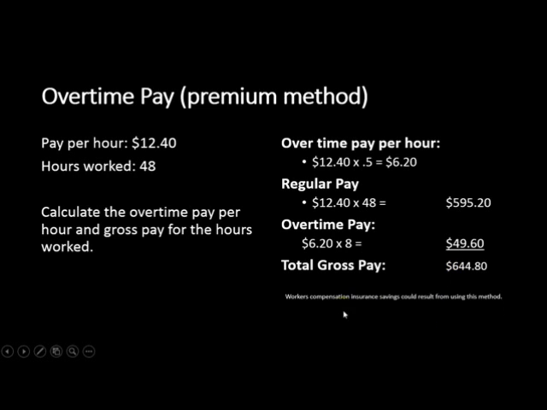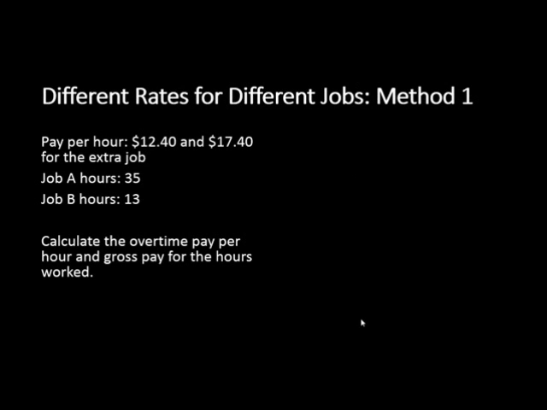$644.80. Please note that the regular pay is based off of the 48 hours and the overtime pay is based on the 8 hours of actual overtime. This particular method could potentially save you money on workers' compensation insurance. Now, there's other ways of calculating gross earnings, and that is different rates for different jobs.